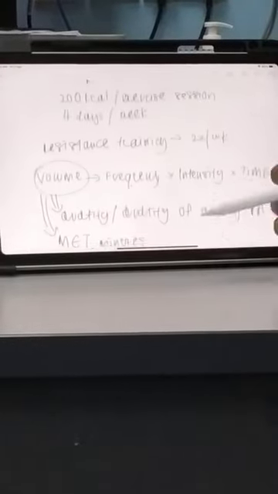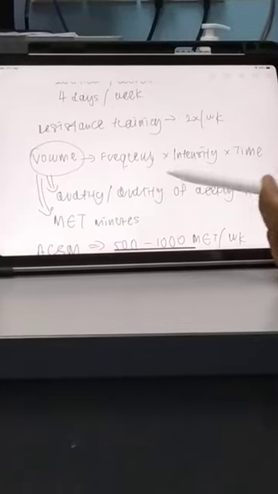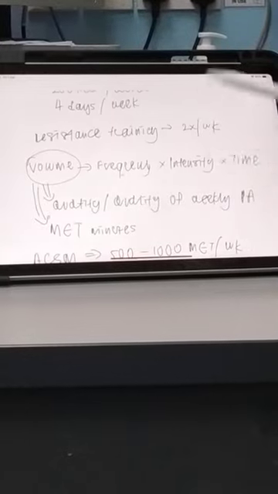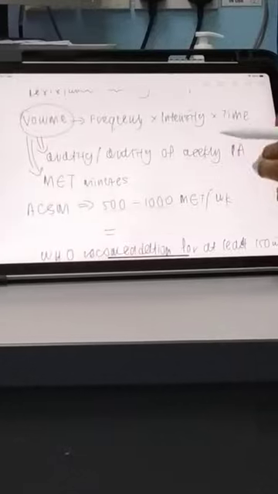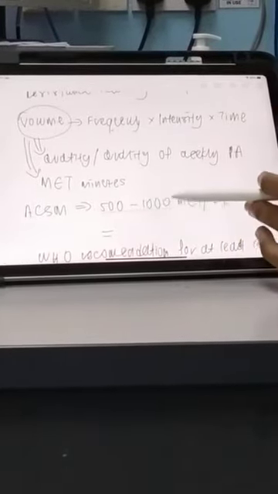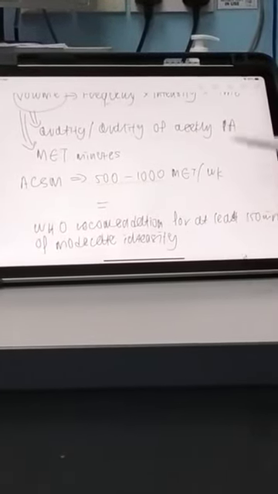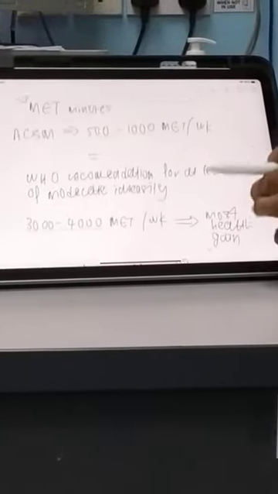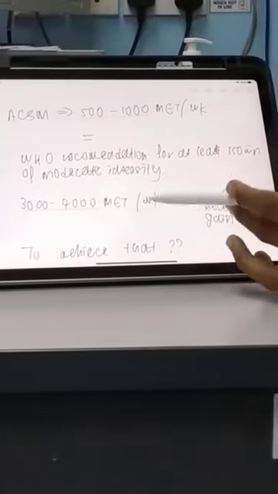The next one is about volume. Volume is what I mentioned about frequency times intensity times time. So it is the quality and the quantity of the weekly physical activity, because we call it MET minutes. ACSM said we need 500 to 1000 MET minutes per week, which is equivalent to the WHO recommendation of at least 150 minutes of moderate intensity. The health gain is about 3000 to 4000 MET minutes per week.